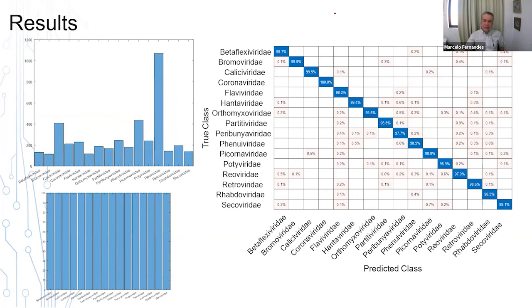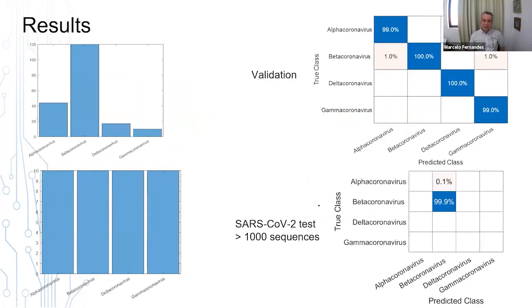In this case, it's the families, okay? It's important you see that the CNN had better performance than the autoencoder, okay? We achieve more classes, more classes, using CNN. These are the results, okay? It's just validation here.